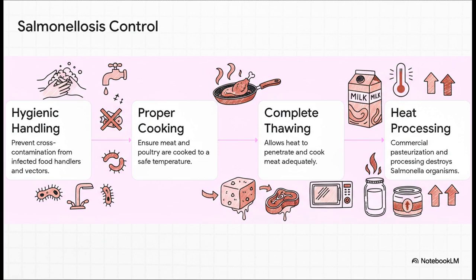Logically, then, our control measures are all about breaking these chains of transmission. We focus on hygienic handling to prevent contamination in the first place, and then we rely on proper cooking and heat processing to kill any bacteria that might have made it through. And of course, complete thawing is critical because heat can't kill what it can't reach in a frozen center.